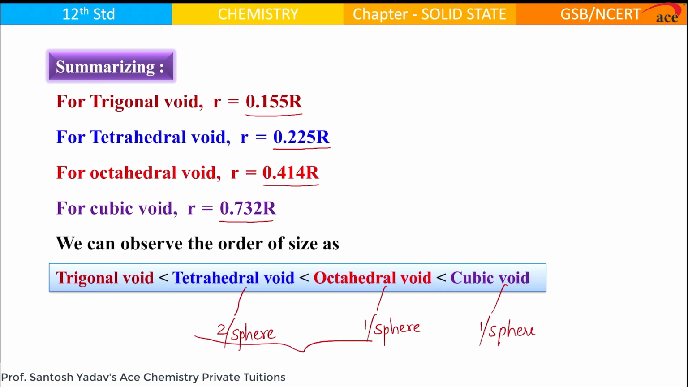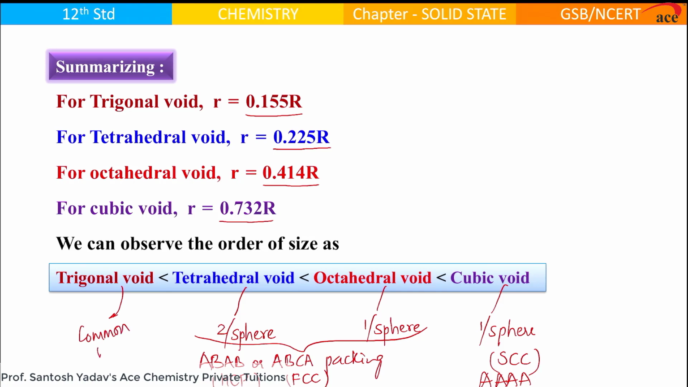You should know that tetrahedral and octahedral voids are present in ABAB or ABCABC packing, that means they are present in HCP and FCC, while the cubic void is present in SCC, that means in AAA type of packing, while the trigonal void is commonly found everywhere. So that was all about voids to understand. We come to the end of the entire discussion on voids and related topics. Thank you.